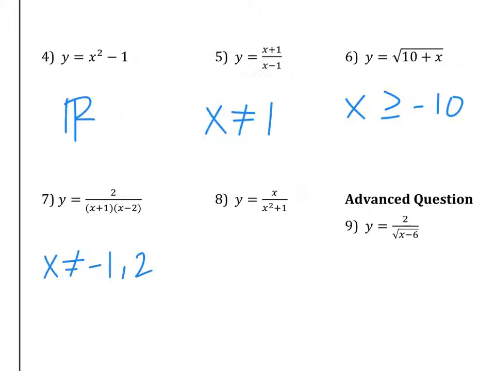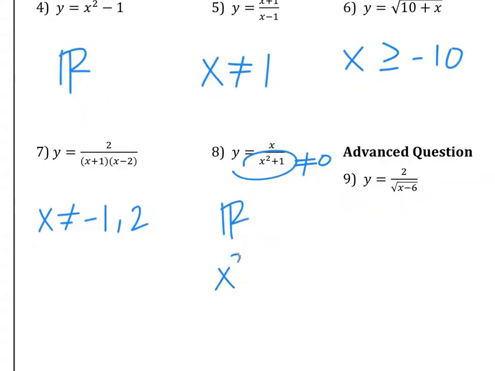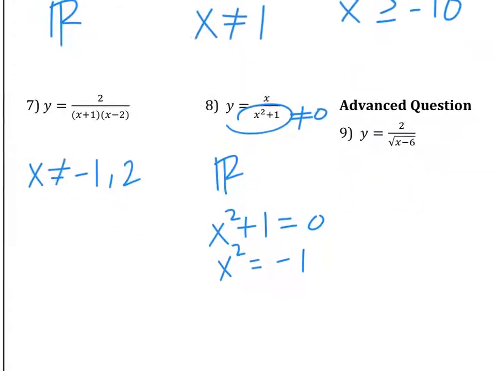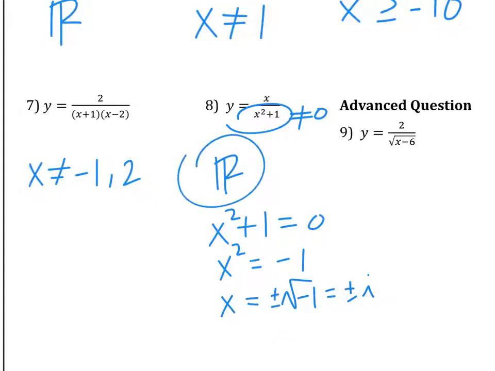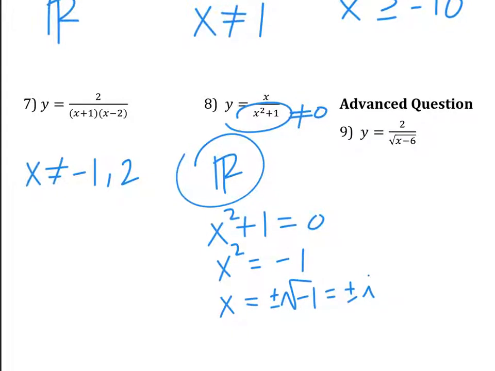What'd you guys get? All real numbers. So the question is, can this be 0? Right? So x squared plus 1 equal to 0. Well, let's check. X squared equals -1. So x is equal to plus minus square root of -1, which is plus minus i. The question is, is x equals plus minus i going to show up on your graph? No. So it's impossible to make it 0 unless it's imaginary. It's not possible to have imaginary, so it's all real numbers.